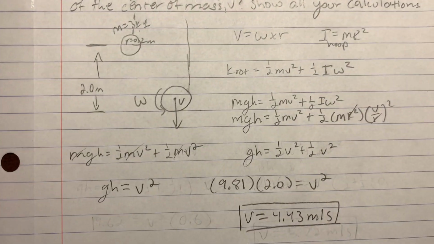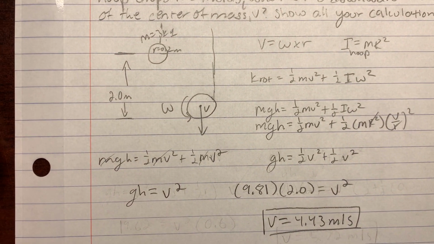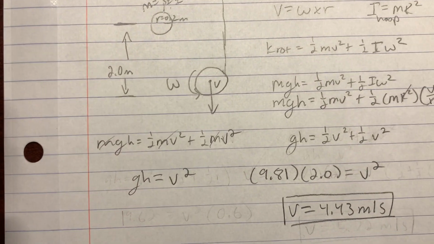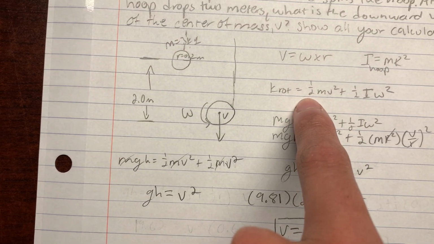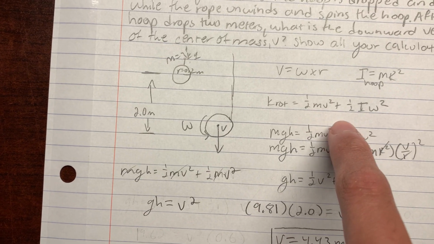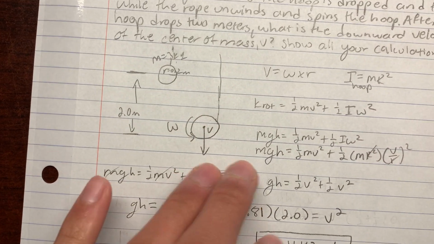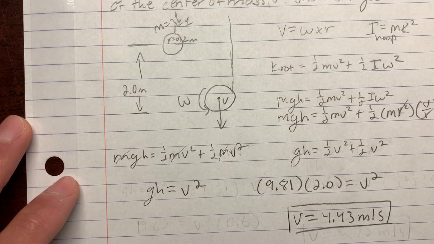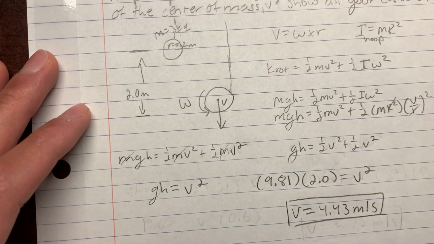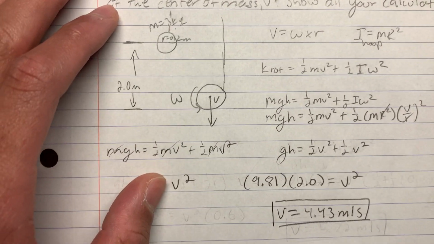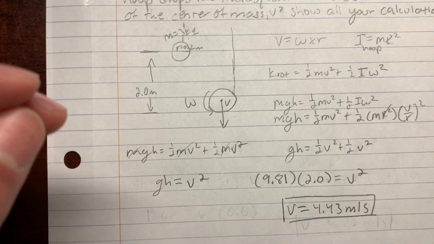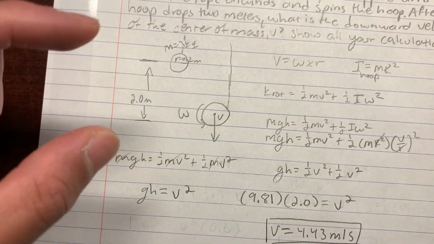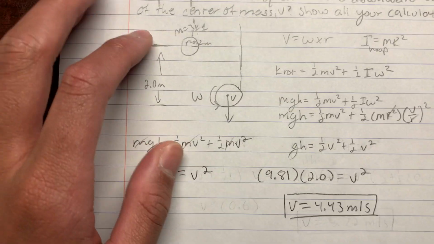Okay, so what do we know? We know that there is rotational kinetic energy. And so rotational kinetic energy is equivalent to 1/2 mass times velocity squared, which is normal kinetic energy in the linear direction, plus 1/2 I, inertia, times angular velocity squared. And that is the kinetic rotational energy. And we also know that there is potential energy. Since this hoop is falling downward, it has a height of 2 meters, so that means there's potential energy.